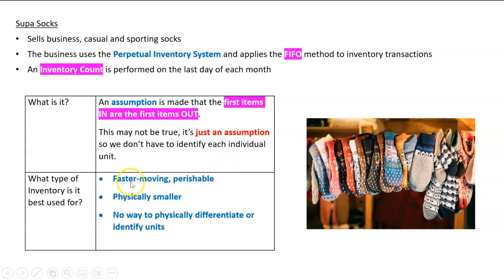We should use this for things that are faster moving, that sell a lot, that maybe are perishable, like food, which is a good one for this method. Also things that are physically smaller, so it's harder to keep track of, and things that are identical, with no way to physically differentiate or identify the units. Now these socks here are all quite distinctive, but let's say all the socks we sell are black, and maybe they just vary in some little way that's really hard to tell. Well, it's very hard to identify each of those. So this is a great system to use for this type of product.